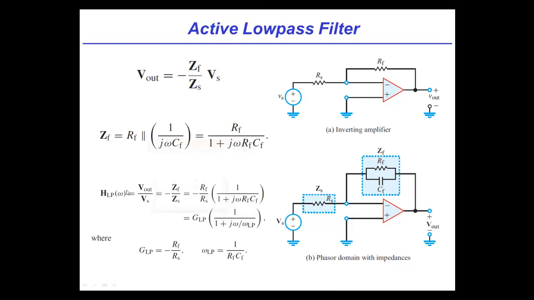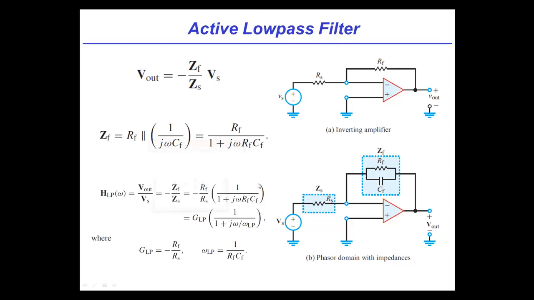What I can do is I can essentially work out what that is by taking my Vout equation and plugging in ZF and ZS. And so this is what I get. And so what I get is, firstly, it's an inverting function. Yep. Okay? So I've got RF and RS. And then I have this additional term that corresponds to the frequency dependent elements.